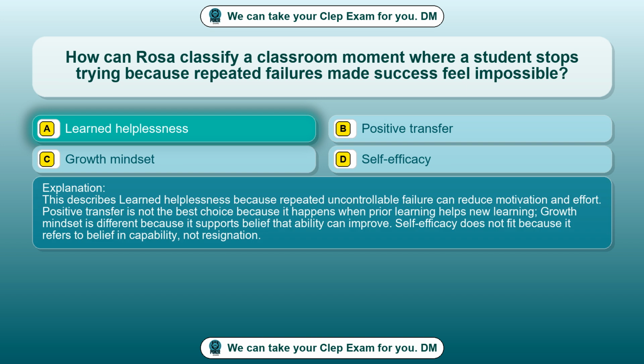This describes learned helplessness because repeated uncontrollable failure can reduce motivation and effort. Positive transfer is not the best choice because it happens when prior learning helps new learning. Growth mindset is different because it supports belief that ability can improve. Self-efficacy does not fit because it refers to belief in capability, not resignation.